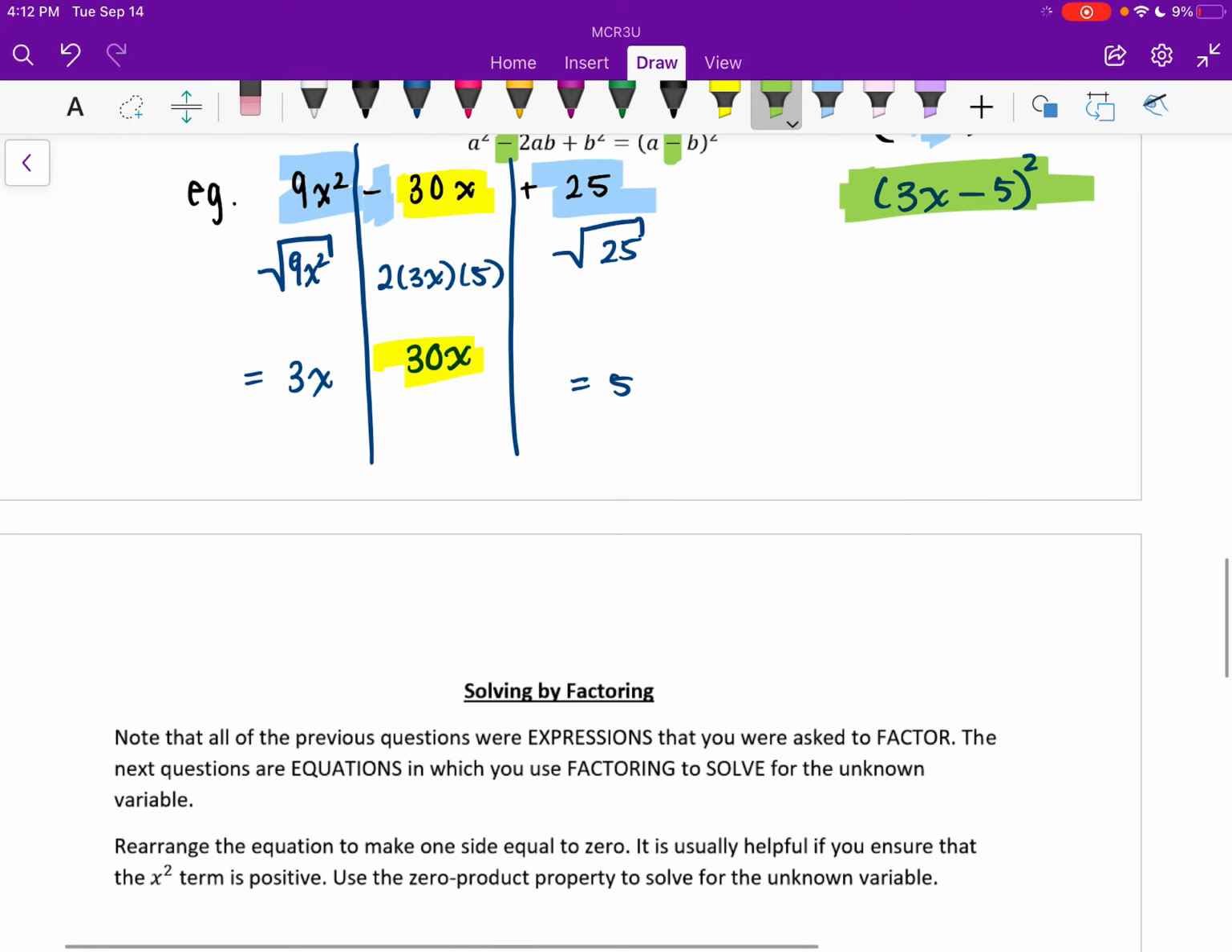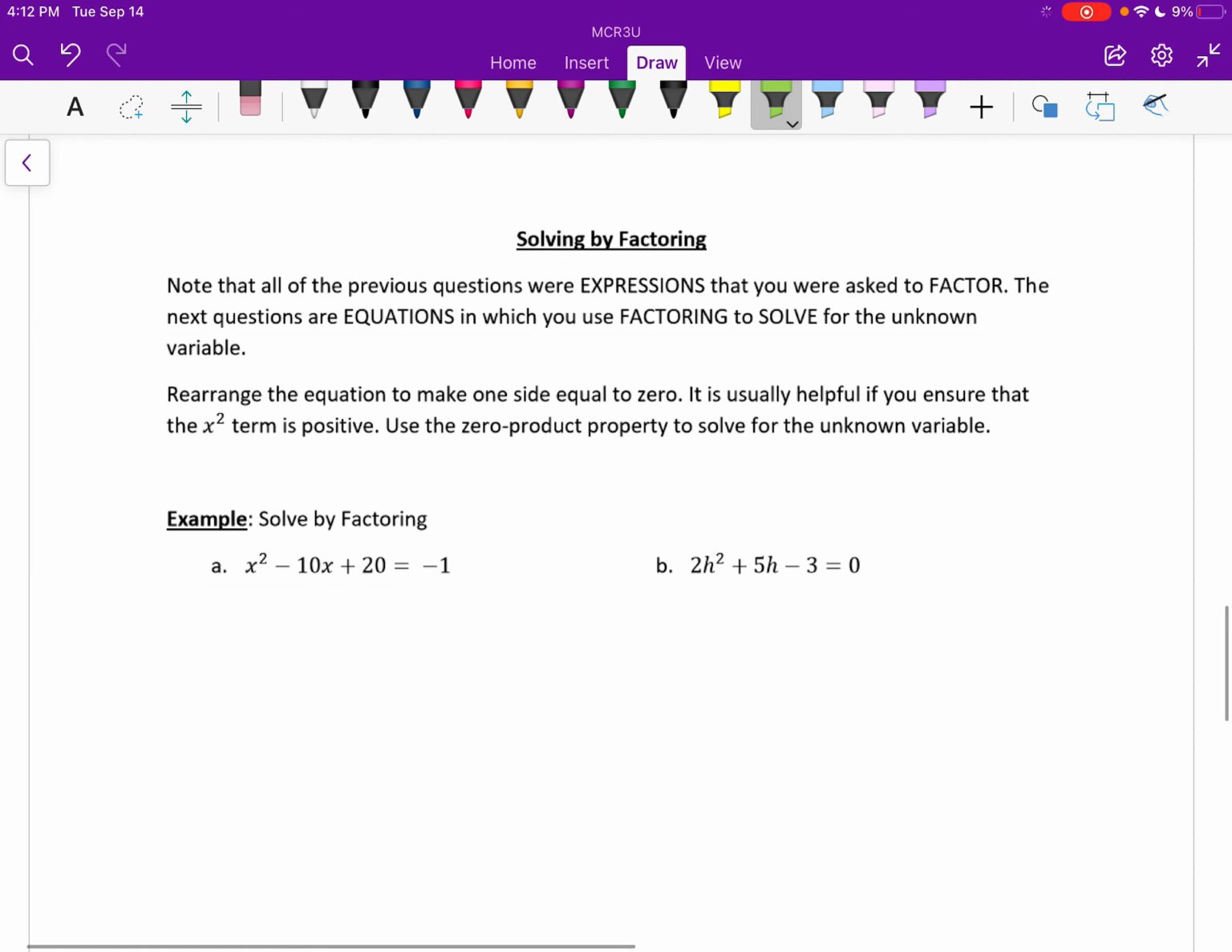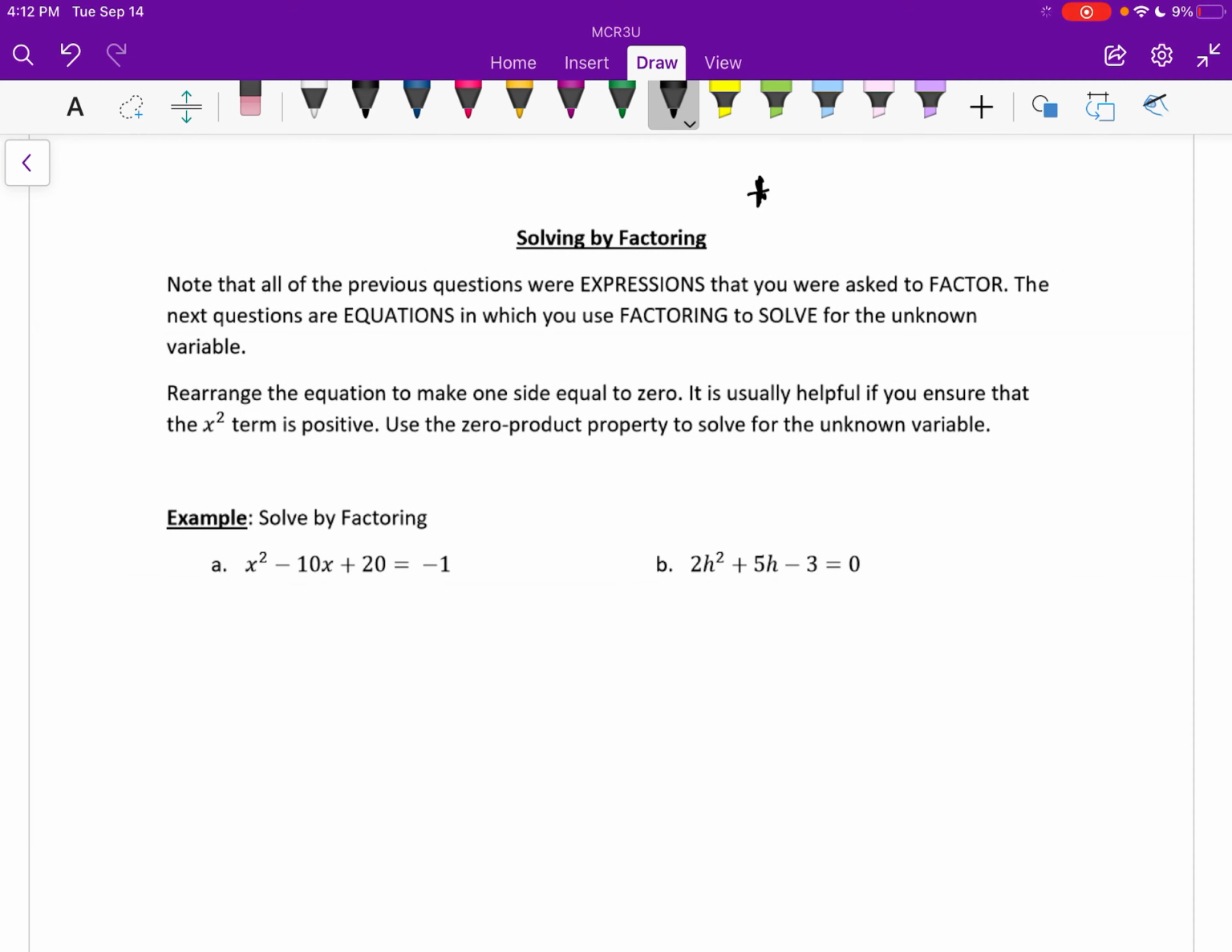Okay, last but not least, we're going to move on to solve by factoring. This is the stuff that tomorrow, so at the time I'm posting this on Wednesday, I do want you to go over in class. So you're going to watch this in class together, or you're watching this in class right now as I'm speaking.